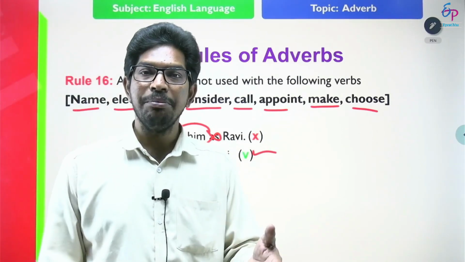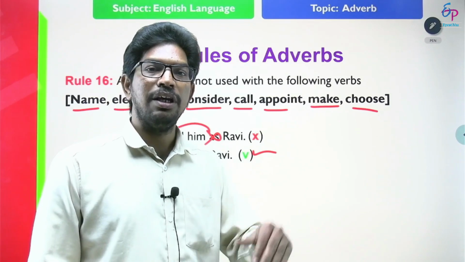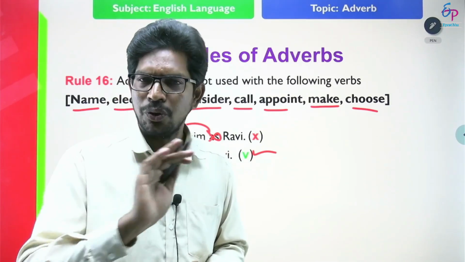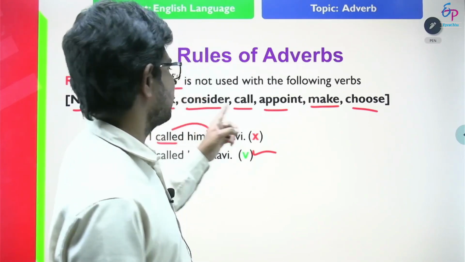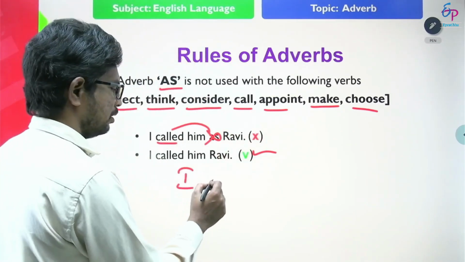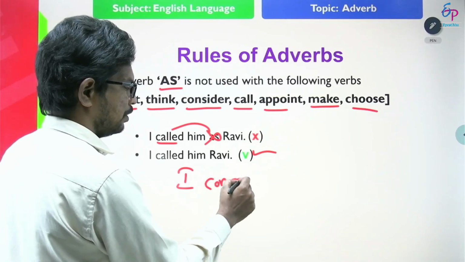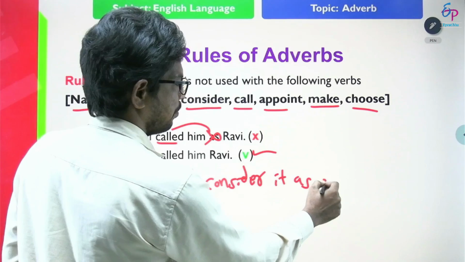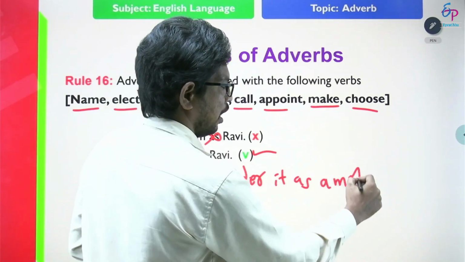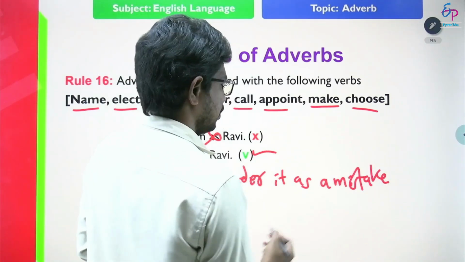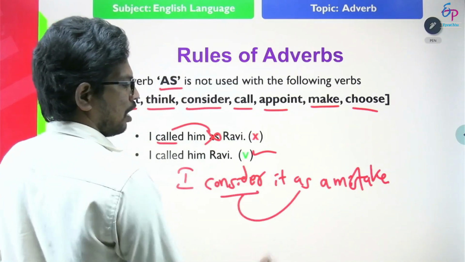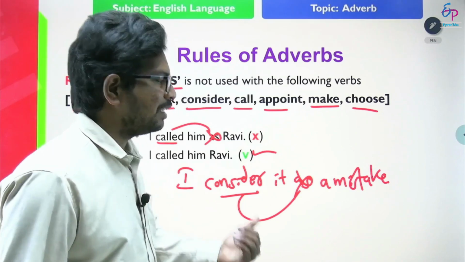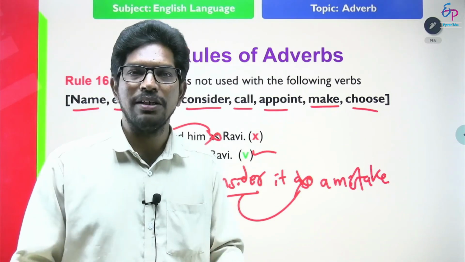They named him as Ravi. They appointed him as the general secretary. So we should not use as with these verbs. I consider it as a mistake. So here always remember, after consider we should not use as. As is not used with this verb. I consider it a mistake is correct, not as.